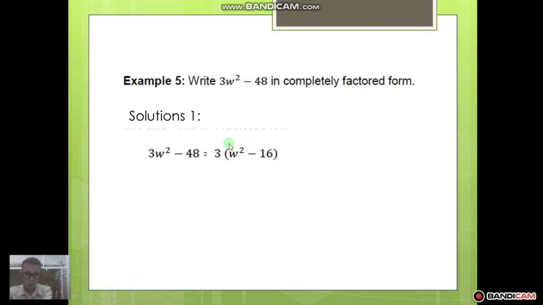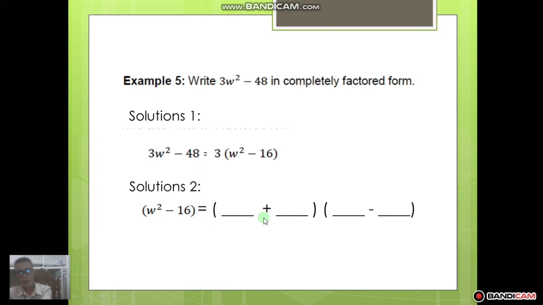Take note also, guys, observe the factors. If the factors could still be factored out, please do not stop. In this case, this factor also falls under the difference of two squares. Both terms here are perfect squares, so we need to work on this. Solution number 2, let us focus only on this factor. We will do the same. Then draw two blank parentheses with opposite operations, plus and minus.